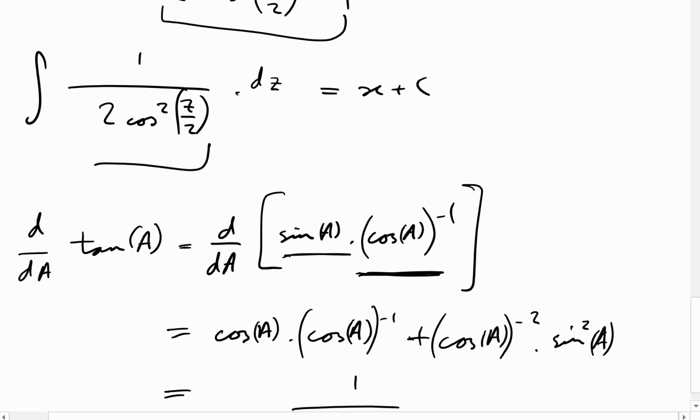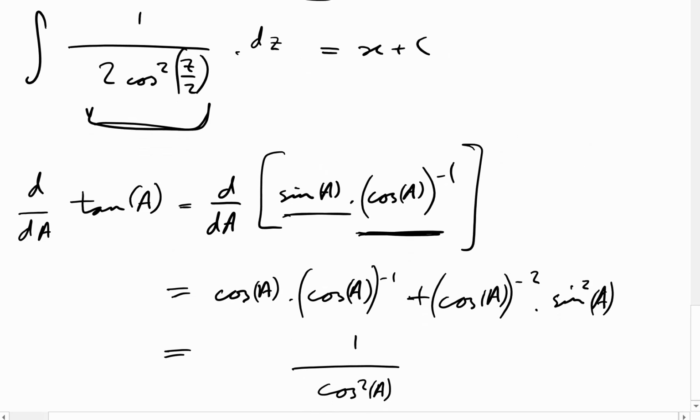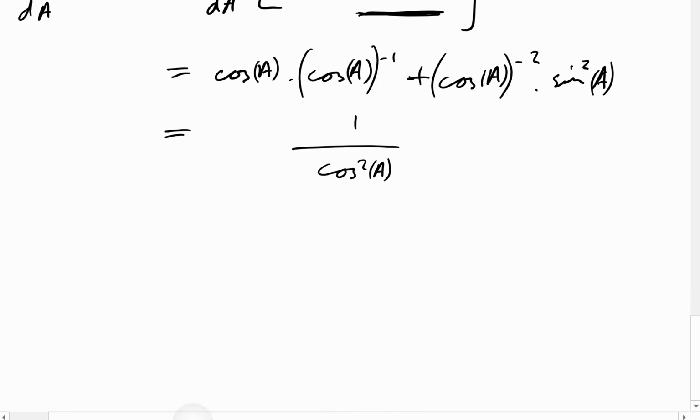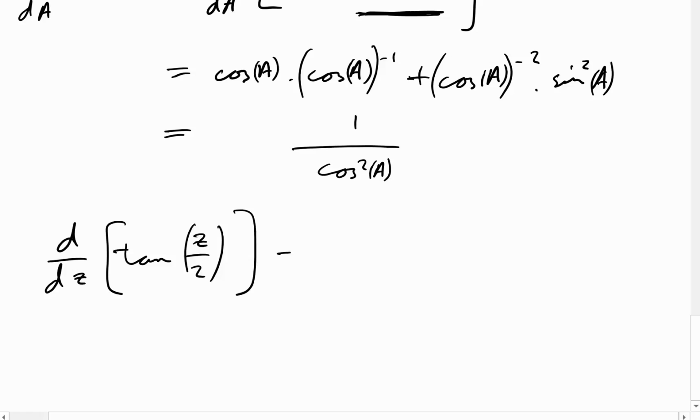Well, that's effectively what I've got here, except obviously it's z over 2. But if I say, what's the derivative with respect to z of tan z over 2? In other words, I'm just replacing A with z over 2. What's the derivative of that thing? Well, I know that it's going to be 1 over cos squared z over 2.